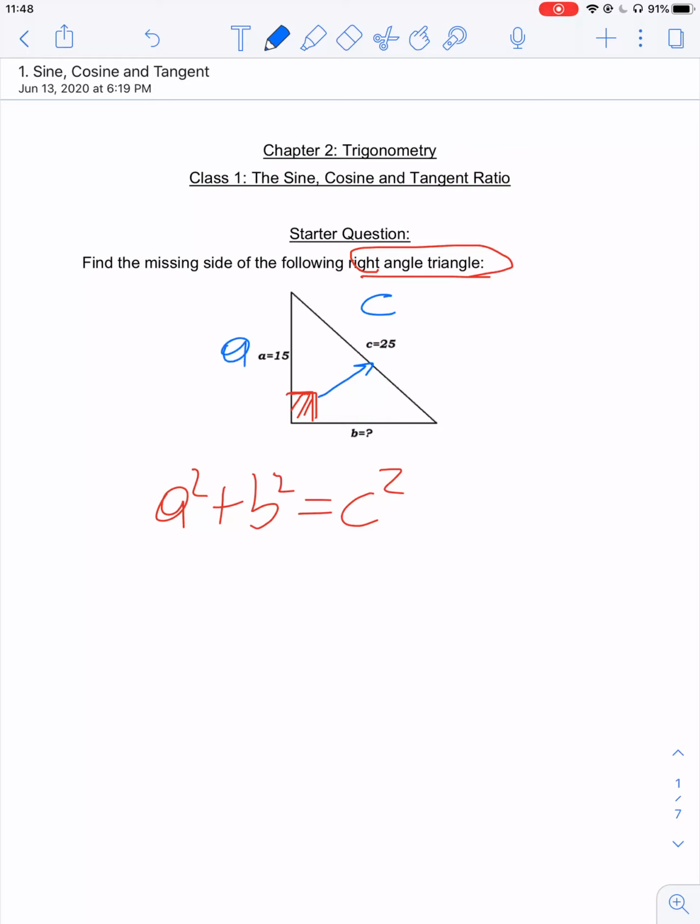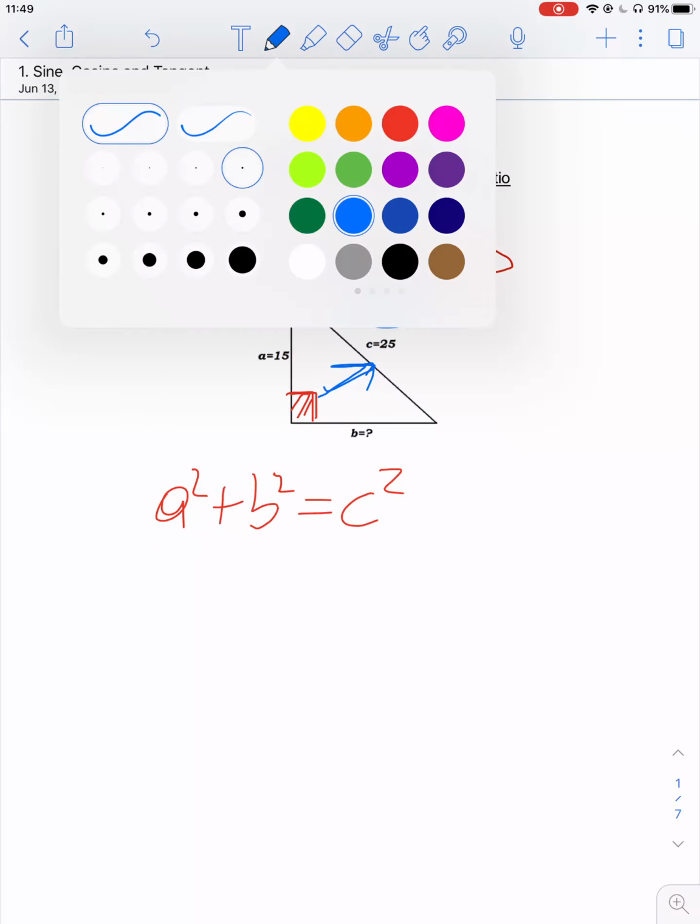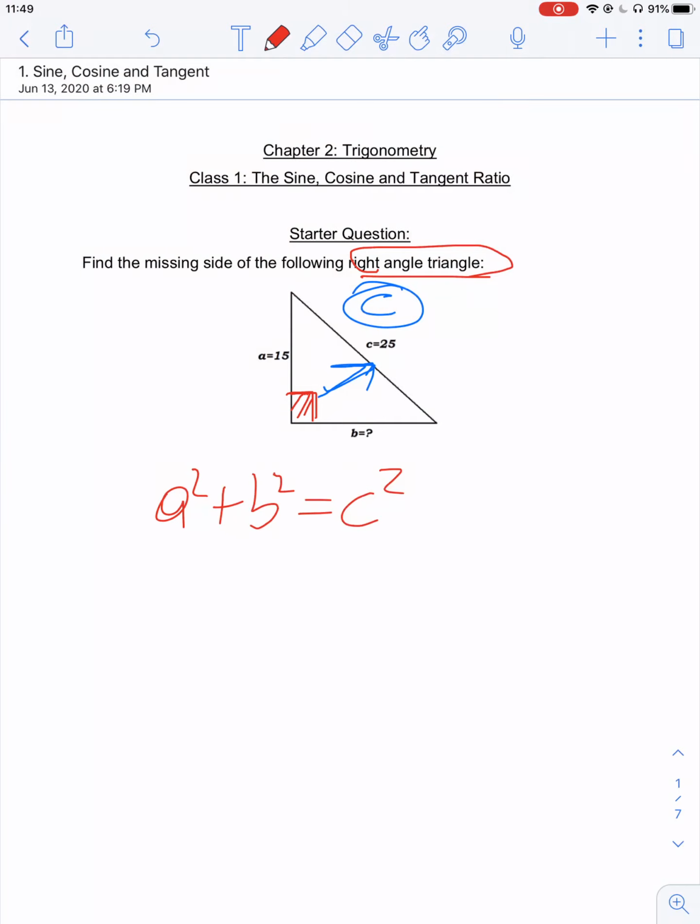I could call this A, I could call this B, which is what I've done, or vice versa. I could call this B, I could call this A. It doesn't really matter. What really matters is identifying C, okay? C is the most important piece, and C always has to be on the opposite side of your right angle. Okay, so once you have identified A, B, and C, which I've already done in this picture for you, it's just a question of replacing those values with what you see in the picture.